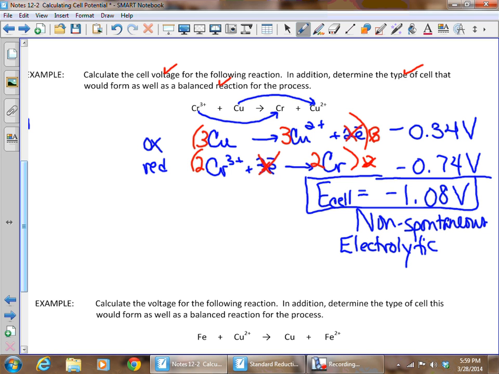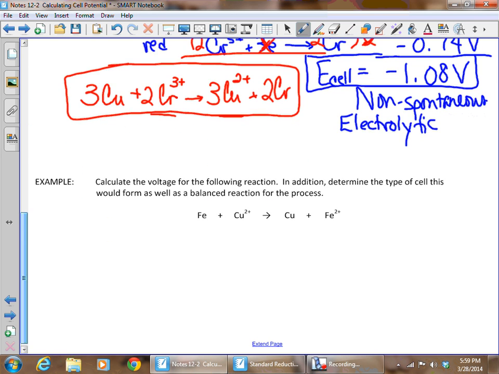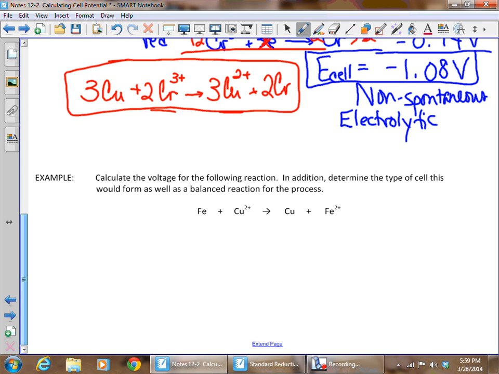And we end up with a balanced chemical equation of 3 copper plus 2 chromium ions, forming 3 copper 2 plus ions plus 2 chromiums. Check your charges. We've got a plus 6 here and a plus 6 here. Looks like our charges balance and our mass particles balance. So that is the balanced equation. Now we can go to the next problem, since we finally answered everything we needed to answer on that question.